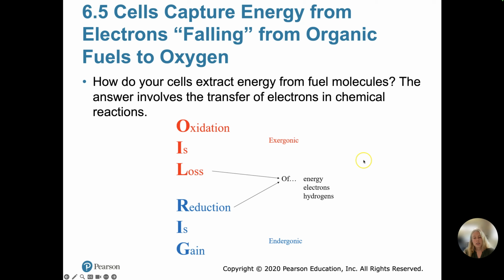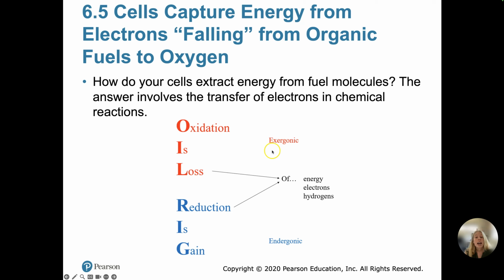Oxidation is the loss of either energy, electrons, or hydrogens. Those three can kind of be used interchangeably. Reduction is the gain of the same three: energy, electrons, or hydrogens. Electrons and hydrogens are used interchangeably because if you look at hydrogen on the periodic table, it has an atomic number of 1, which means it has 1 proton and 1 electron. So 1 hydrogen atom is equivalent to 1 electron because it has 1 electron. So electrons and hydrogens can kind of be used interchangeably when you think about oxidation and reduction.